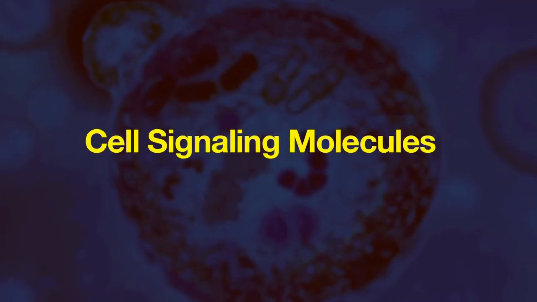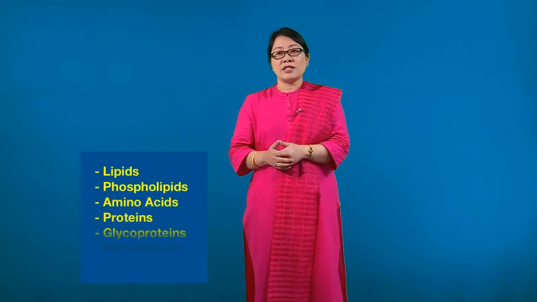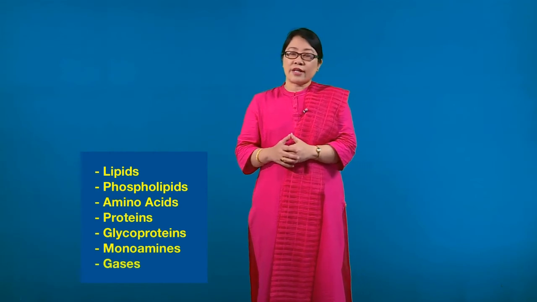Let us now study the cell signaling molecules. Cell signaling molecules are generally represented by chemicals belonging to several classes such as lipids, phospholipids, amino acids, proteins, glycoproteins, monoamines, or gases. The signaling molecules that bind to the cell surface receptors are generally large and hydrophilic. For example, vasopressin, acetylcholine, etc. While those that enter the cells are usually small and hydrophobic. For example, thyroid hormone, glucocorticoids, retinoic acid, etc.